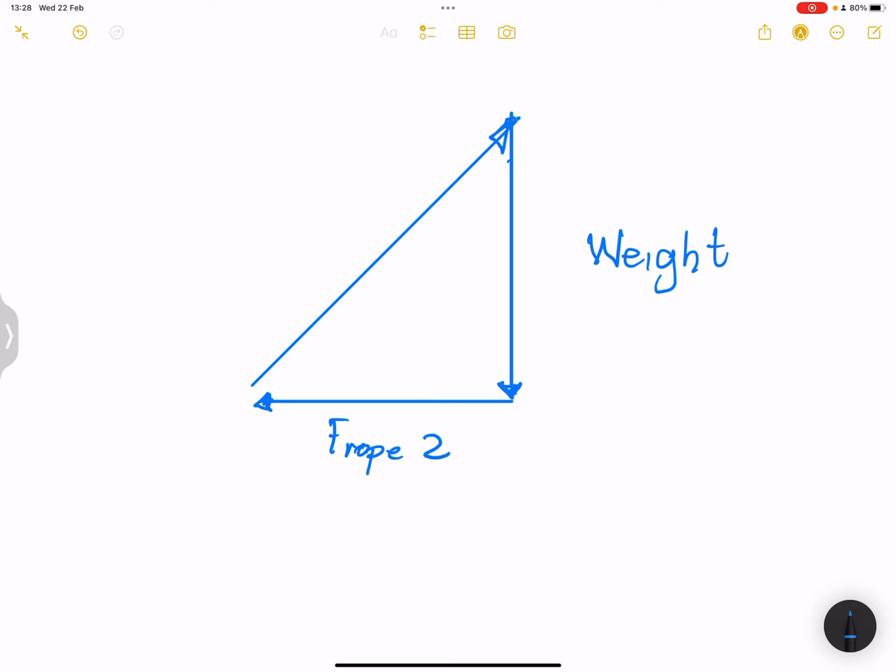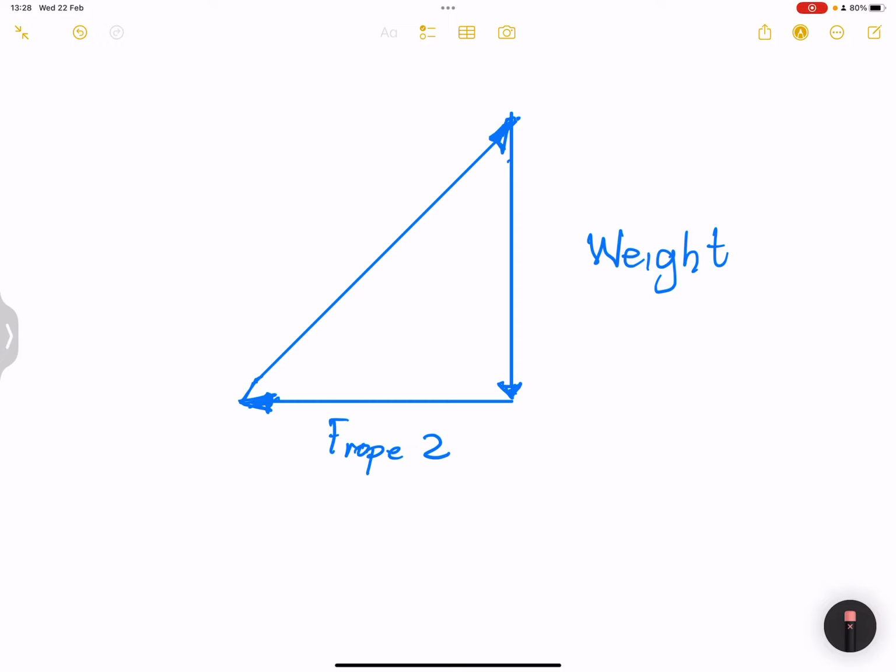Right, you get the point. I'm just going to extend this a little bit, and of course extend the other one. So what type of drawing do I have? It should be a head to tail diagram.